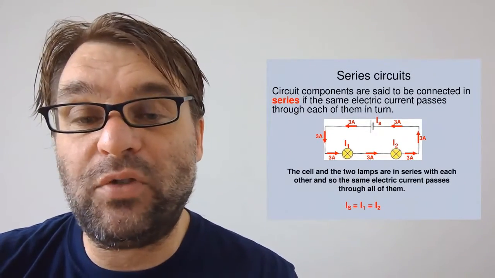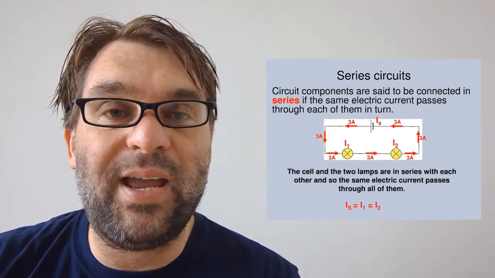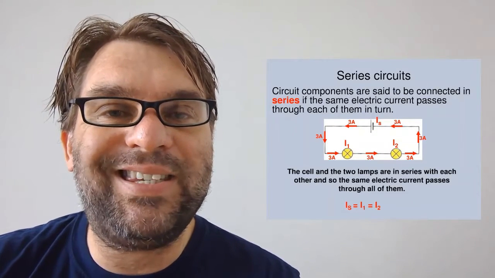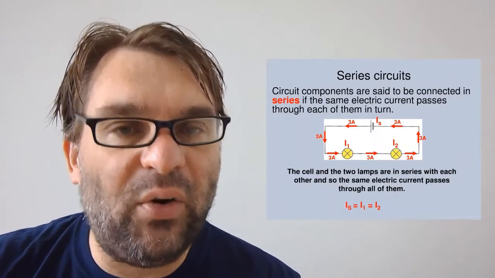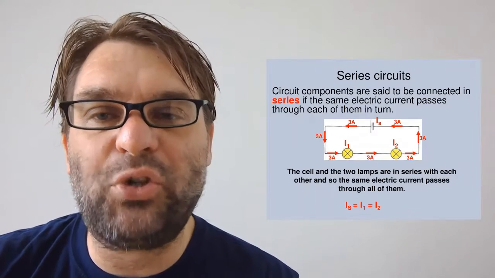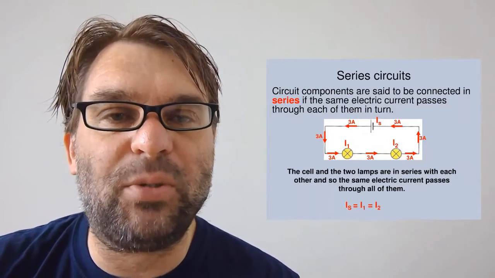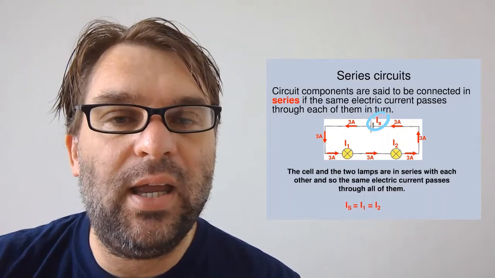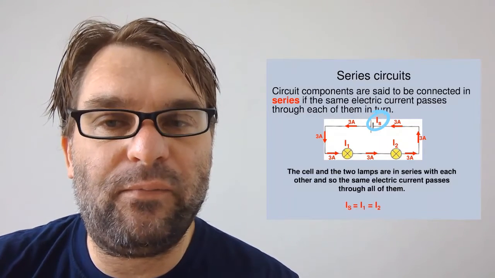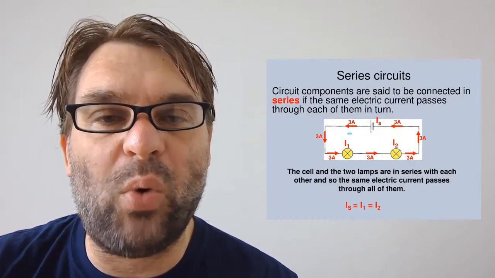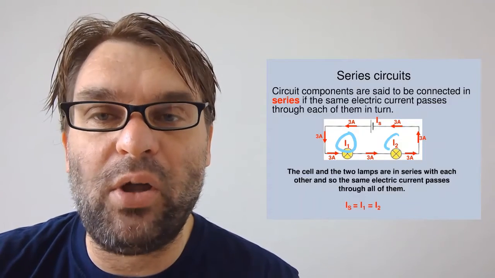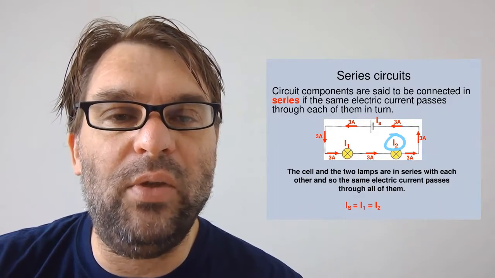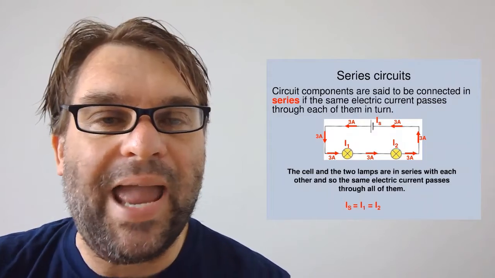So there's two types of circuits. There are series circuits and parallel circuits. In series circuits, the current which passes through each component is the same. So the supply current IS equals the current passing through component number 1, which equals the current passing through component 2 in the diagram. So you'll see that all 3 amps.